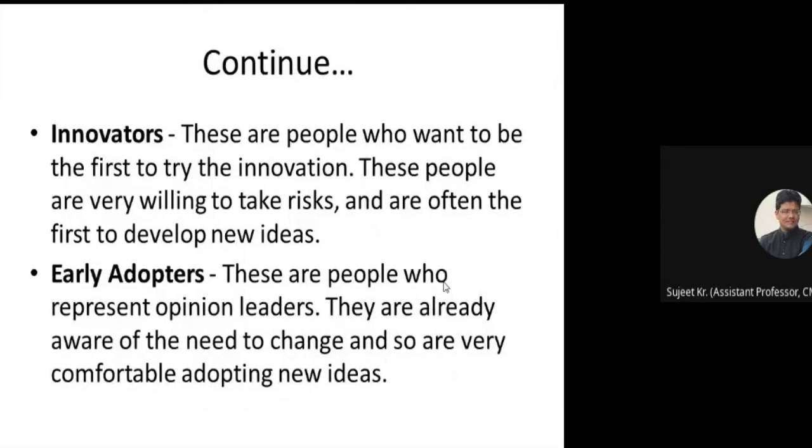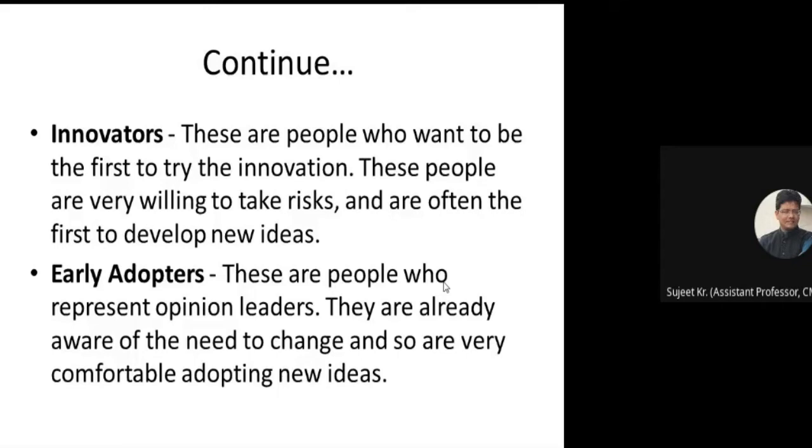These innovators are people who want to be the first to try the innovation. They are very willing to take risks and are often the first to develop new ideas. Who are innovators? Who bring new ideas to the societies? Basically, these are the people. 2.5% of people are innovators, or they are early. They are ready to accept new ideas also.